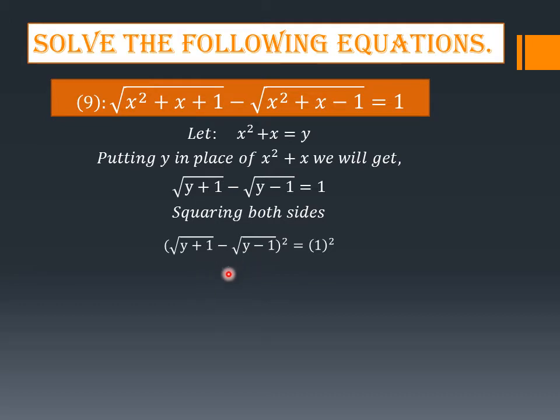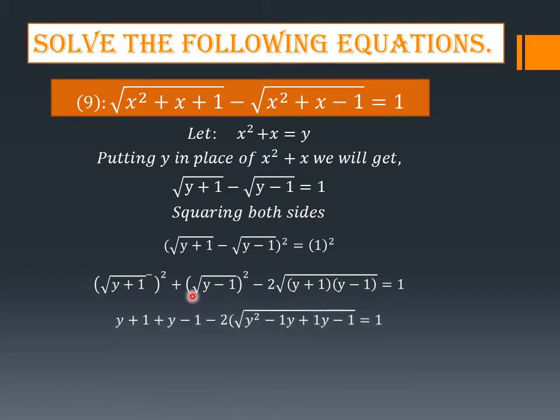So a minus b whole square is equal to a square plus b square minus 2ab. So I will write a square, under root y plus 1 whole square, plus b square, which is under root y minus 1 whole square, minus 2ab. ab can be written inside one radical, and the square of 1 is 1. Roots will get cancelled with the square, so y plus 1 plus y minus 1 will come outside the bracket, and minus 2 under root y plus 1 and y minus 1 will get multiplied with each other.